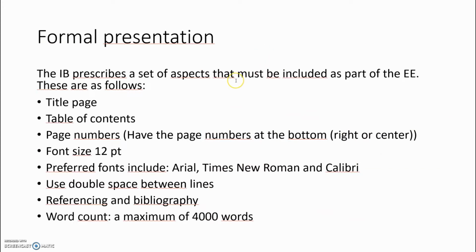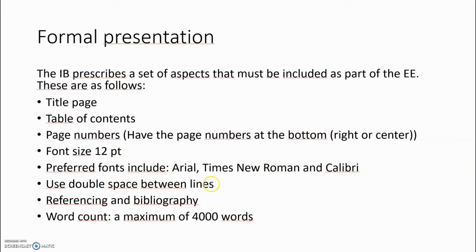And then there are some other formal requirements. Like I just mentioned, IB prescribes a title page and table of contents. Then you should also have page numbers, and those should be at the bottom of the page, right or center. Font size should be 12. And there are some fonts that are preferred because they're easy to read, right? So Arial, Times New Roman, Calibri.